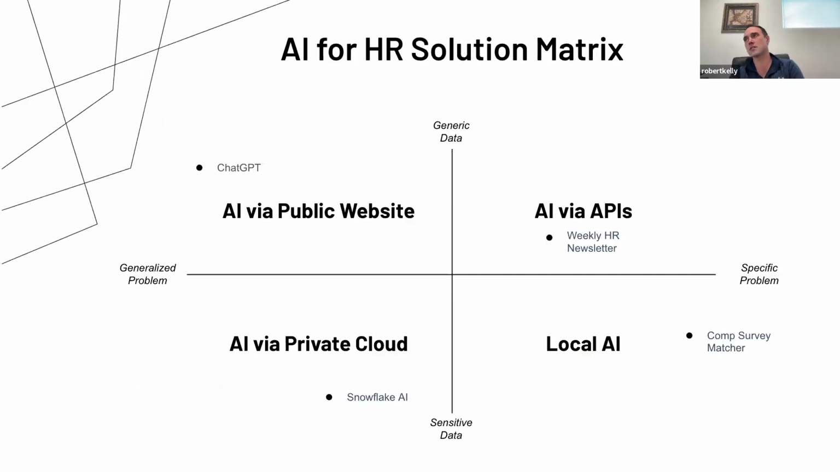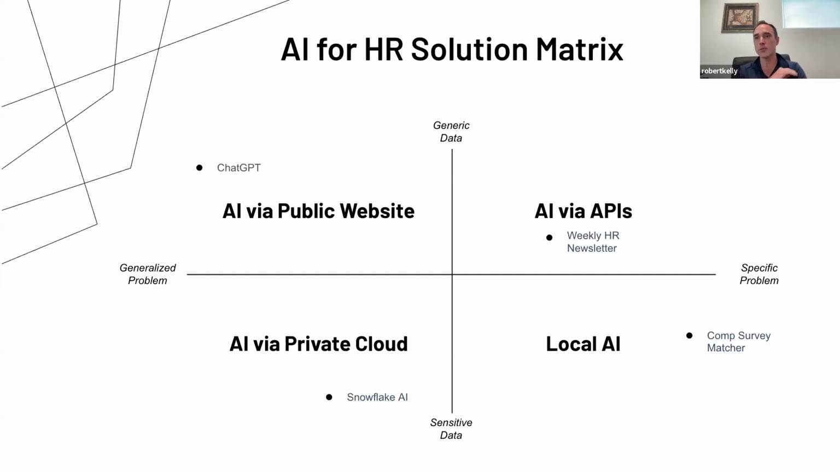Okay, so let's look at this matrix. This is a framework Jack and I developed for how to think about adopting AI solutions for HR. And I think this is probably directionally correct, but as we all know, this is a very fast-changing world. So maybe not exactly correct over time, but probably directionally correct. So let's talk through this.